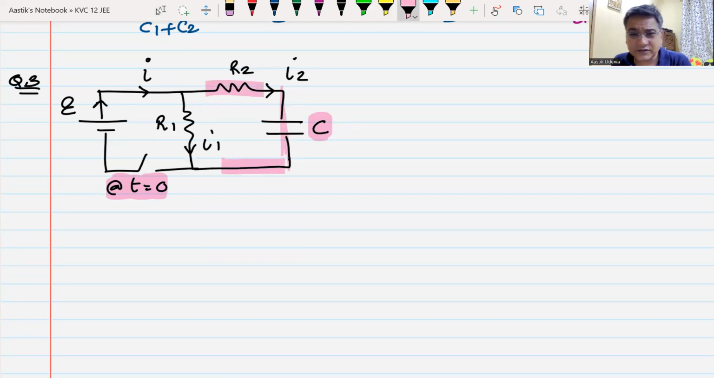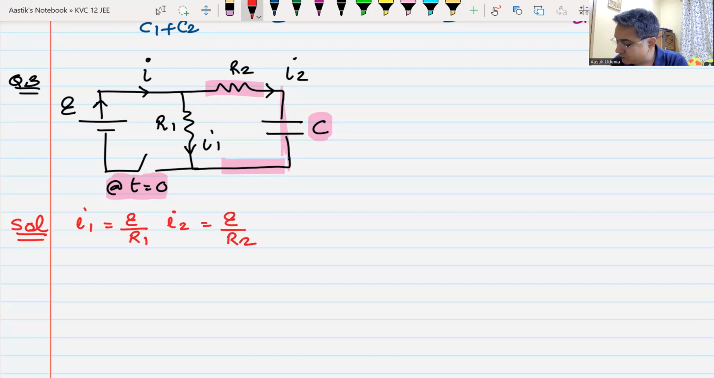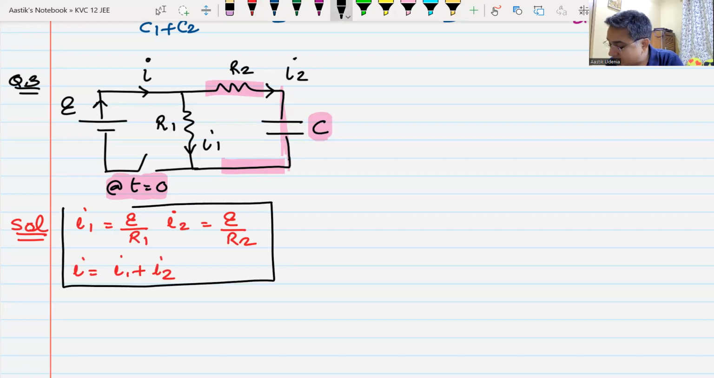Now this is a very simple question. Two resistors are in parallel. What is the current through each resistor? So I can straight away write I1 will be equal to E by R1. I2 will be equal to E by R2. And I will be equal to the sum of the two, and get your answer. These are the answers at t is equal to 0 seconds.